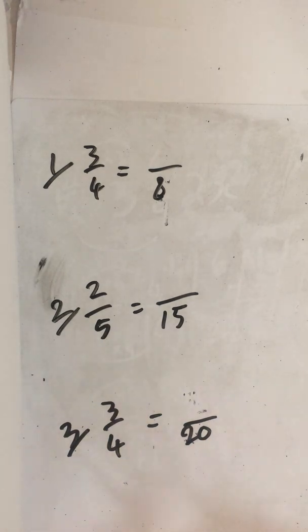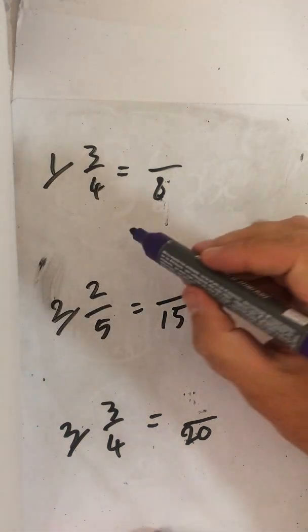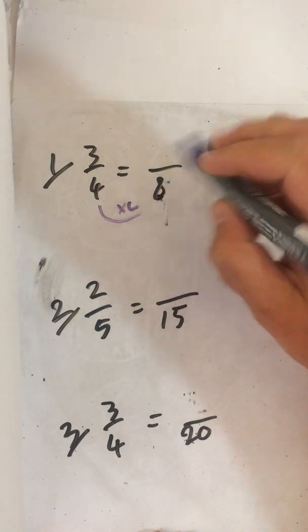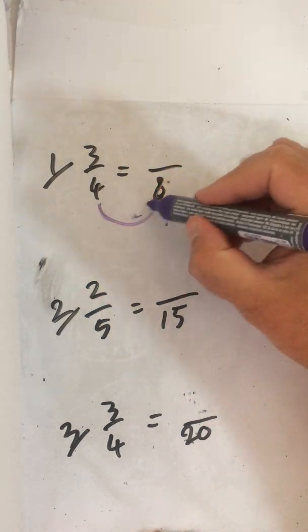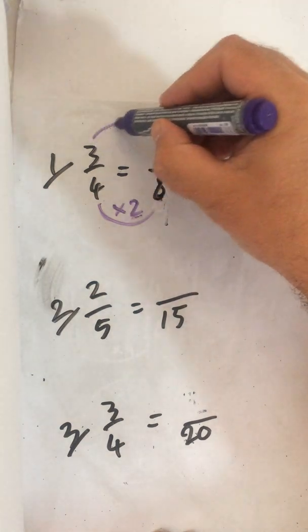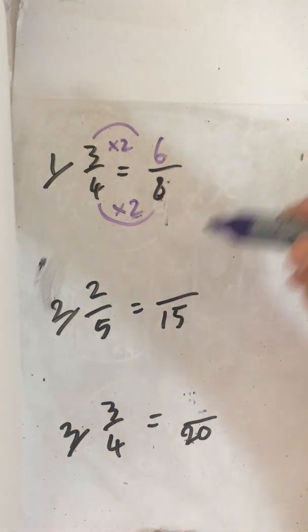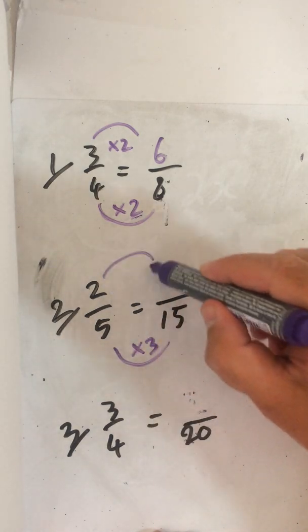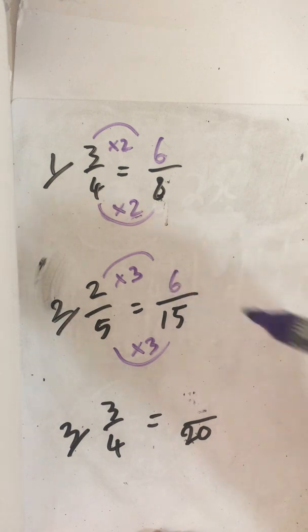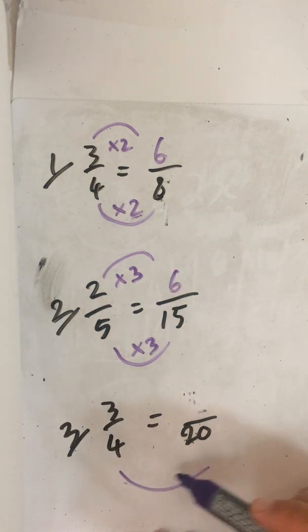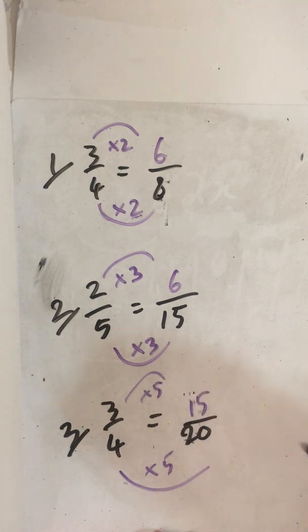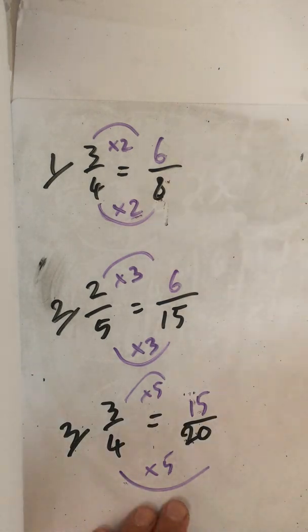Right, let's quickly go over them. So as you can see, if I'm turning quarters into 8ths, I'm timesing by 2, because 4 times 2 is 8. So I do the same to the top, times 2, I get 6. The same here, timesing it by 3. 5 times 3 is 15. I have to do the same to the top, 6/15. Okay, what am I timesing 4 by? 4 times 5. And I do the same there, times it by 5, 15/20. Okay, so you should have that for those answers.